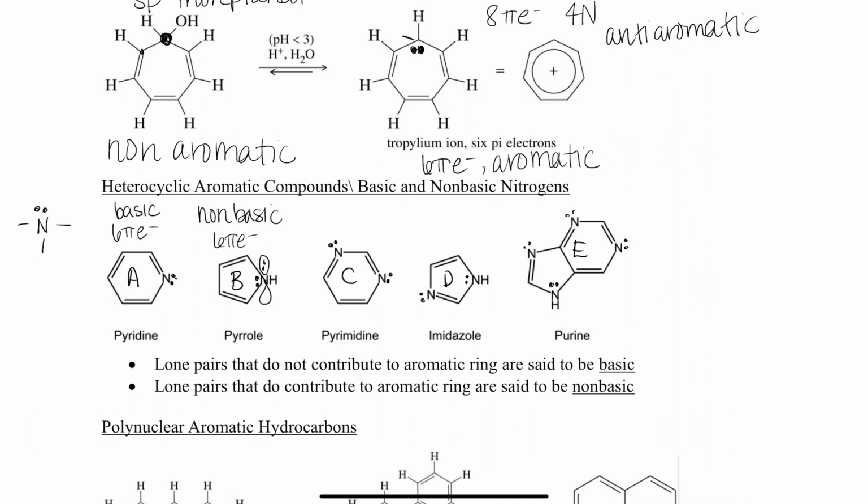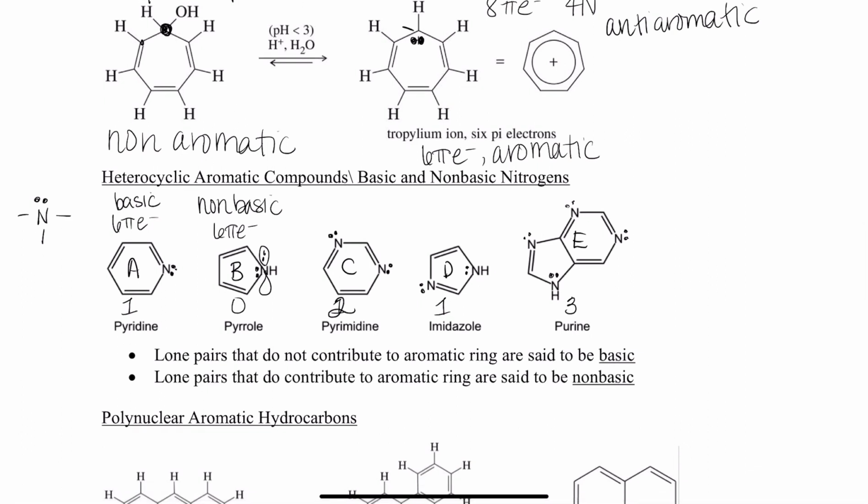So here in pyridine, we see that we have 1 basic nitrogen. Here we have 0 basic nitrogens. In pyrimidine, we have 1 basic and 1 non-basic. In purine, we have 2 basic nitrogens. And in our imidazole, we have 1 basic and 1 non-basic. And then in our purine, we see that we have 3 basic nitrogens. So automatically purine, E is definitely going to be the most basic compound. Then it's going to be our pyrimidine.